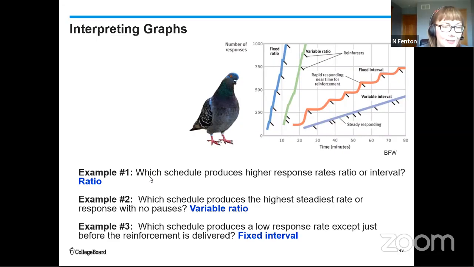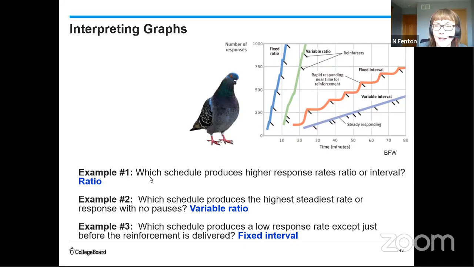We're going to pick up the pace here a little bit. You can see in example 1, by looking at the response rate on the y-axis, that variable schedules are more resistant to extinction. With number 2, which schedule produces higher rates of responses? On the y-axis is responses. That is going to be ratio schedules. You can see on the left side how many more responses they have than the slower curve of the interval option. Which schedule produces the highest, steadiest rate with no pauses? That's variable ratio. That's that gambler's schedule.